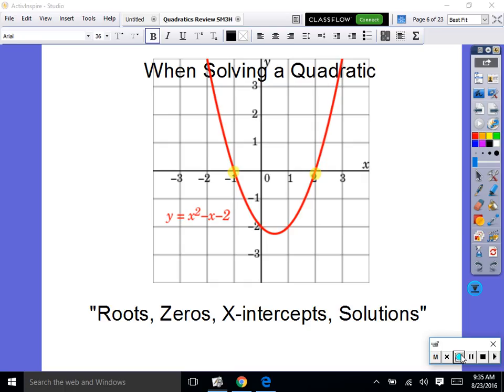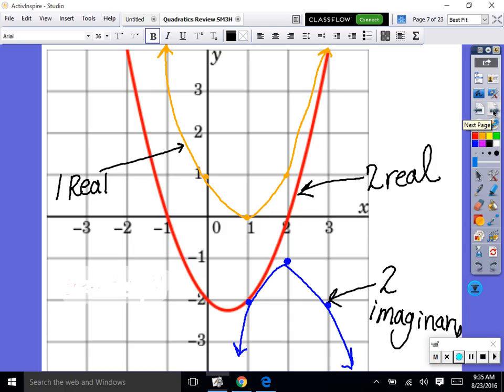Another word for solving a quadratic is find the roots. So if I say find the roots of this quadratic, you're going to be solving it, right? If I say find the zeros, we're solving the quadratic. If I say find the x-intercepts, we're solving the quadratic. If I say find the solution, we're solving the quadratic, right? Everybody good with that?